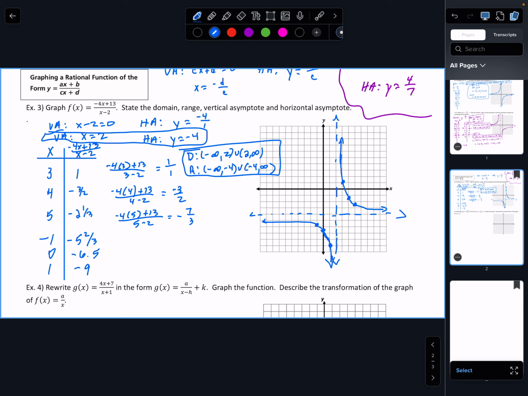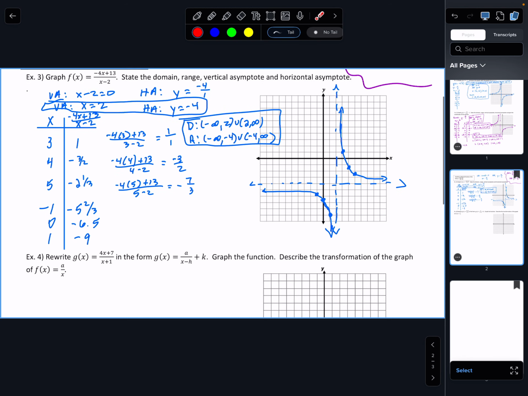And then in example 4, we're making the connection that if it's in that form of a linear over linear, it can be changed into the form where we can approach it as a transformation. And we do that through long division.